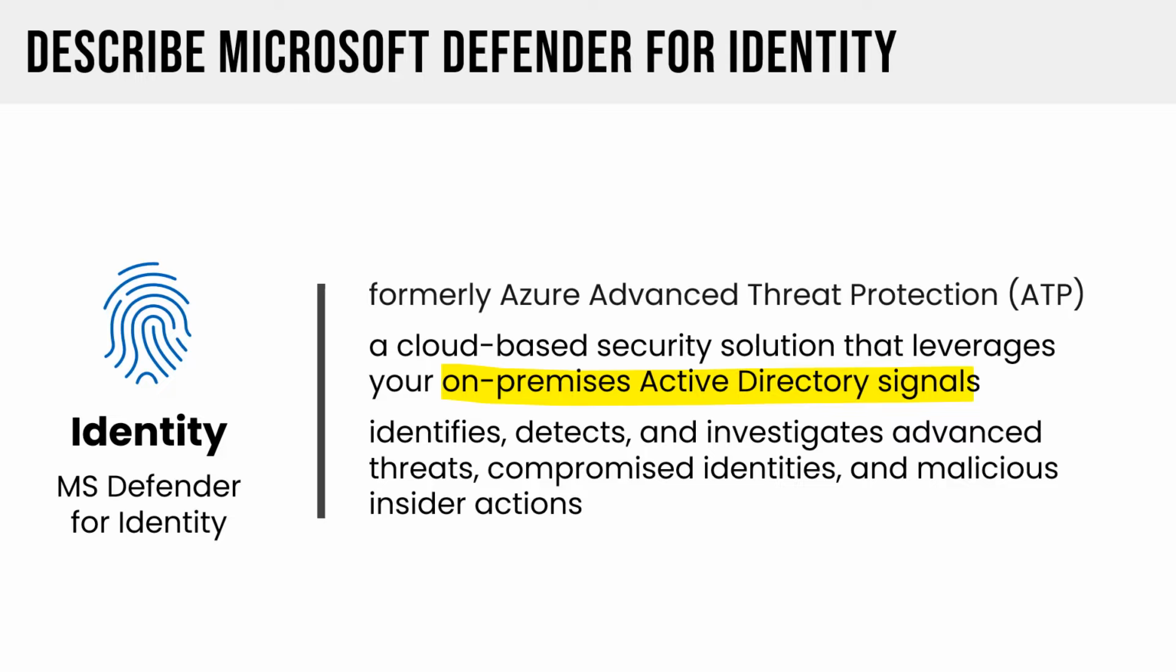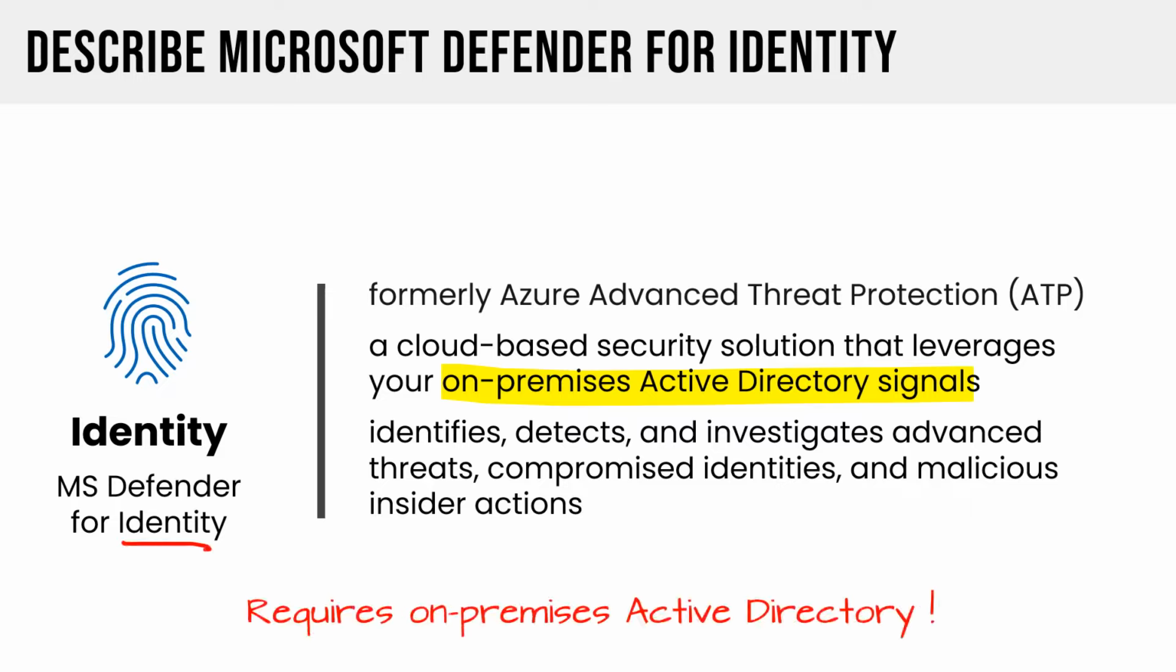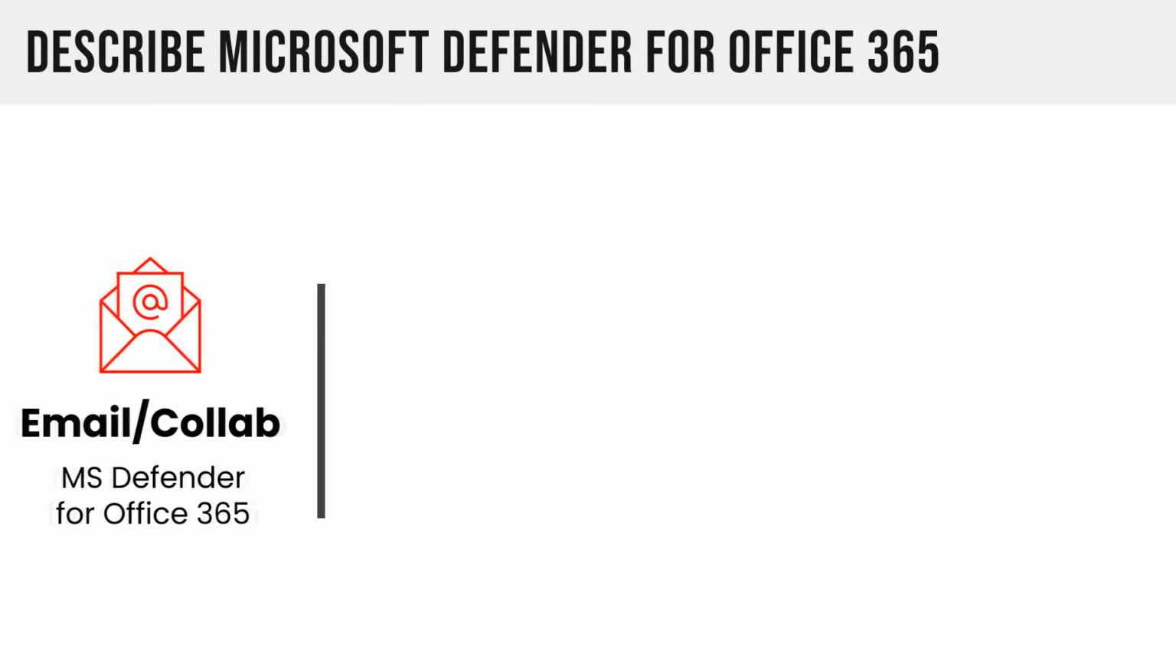So it's really focused on your identities and your endpoints and rooting out malicious activity and lateral movement, to be specific. But Defender for Identity requires on-premises Active Directory. It needs Active Directory domain services. So lock that in the back of your mind.